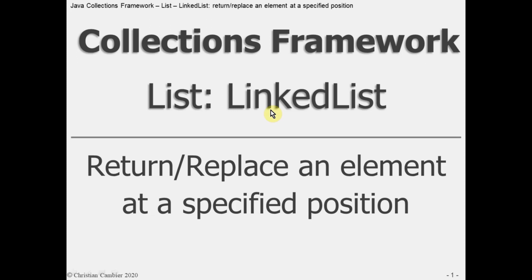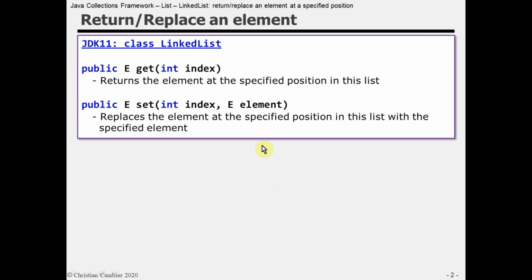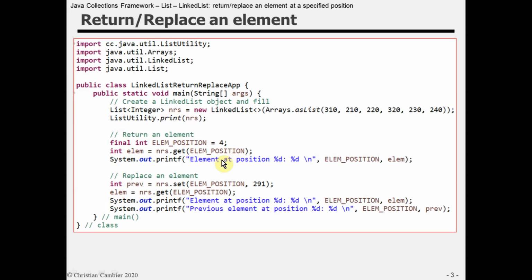In this demo I'll examine how a linked list behaves when returning an element using the get method and when replacing an element using the set method. These are the two methods I'll discuss. So get returns the element at the specified position and set replaces the element at the specified position with a new element. And this is a sample code.